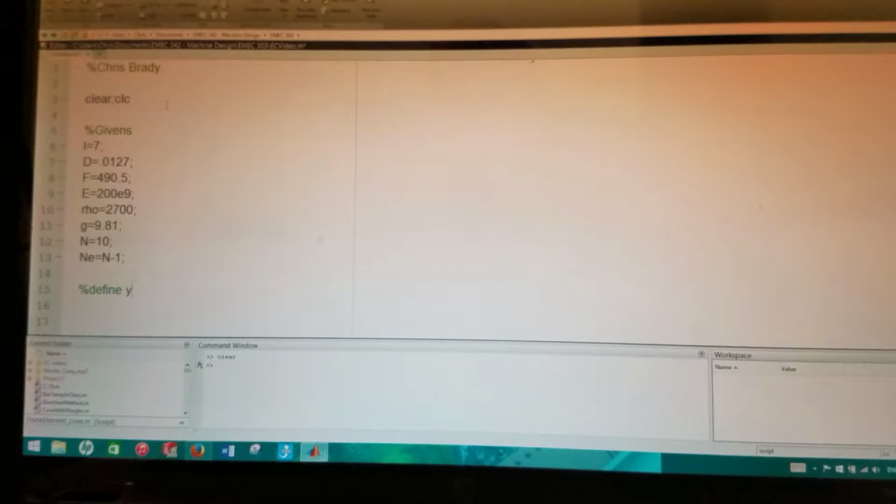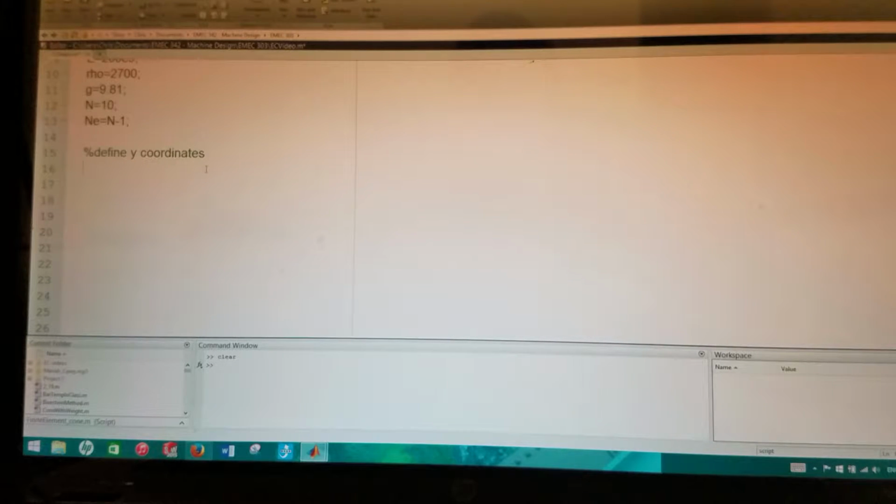So now we're going to define the y coordinates of the nodes. Since this is a vertically hanging cable, every node is going to have a y coordinate. So we're going to start like so: y equals linspace, going from 0 to the length of the cable, n times. So from 0 to 7 meters, we have 10 nodes equally spaced. Now we can define the cross-sectional area, which was discussed previously as well. That's pi times r squared, so pi times the diameter divided by 2, squared.